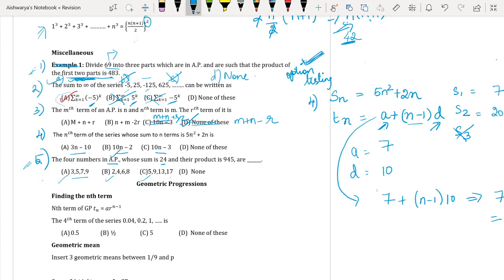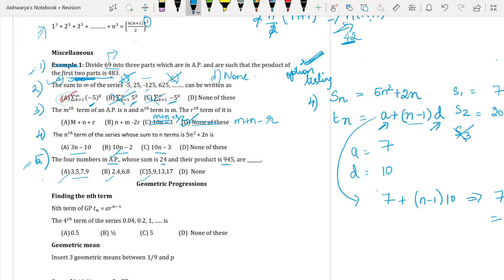Is it 24? 3 plus 5 plus 7 plus 9. So just check that. How much do you get? Yes, ma'am. 5 plus 3 is 8. 8 plus 7 is 15. 15 plus 9 is 24. So it is matching. Product is 945.